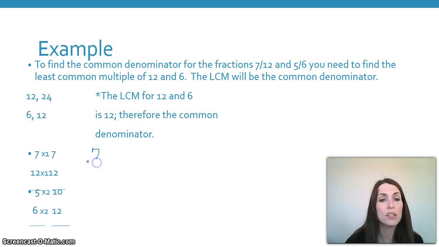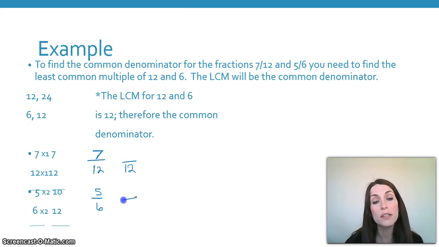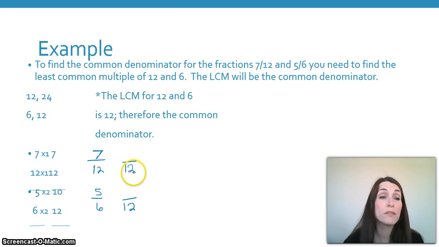So our original fractions were 7/12 and 5/6. We found the least common multiple was 12. That's going to become our new denominator, or common denominator for both fractions. Well, 7/12 already had 12 as the denominator, so we don't need to do anything to this fraction. We just bring the 7 over. But in this fraction, we're really changing that 6 to a 12.